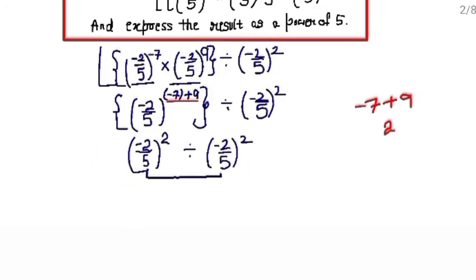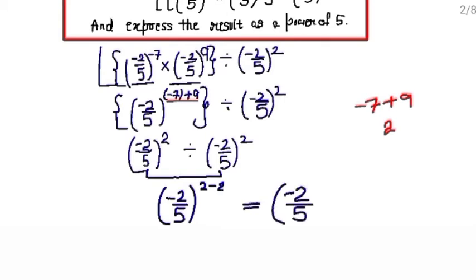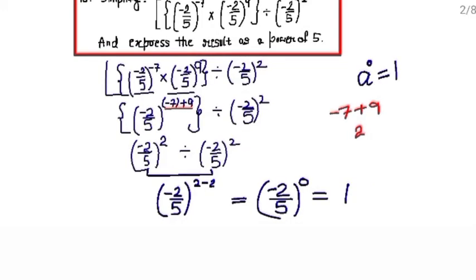Now again in these two, bases are same, so write the base once, minus 2 upon 5. We are dividing them, so powers will be subtracted. It means 2 minus 2. This will become minus 2 upon 5 raised to the power 0. Clear? Which is equal to 1, because in previous class I have explained if any rational number or any number has power 0, then its value will be 1. Clear? But students, this is not your answer.